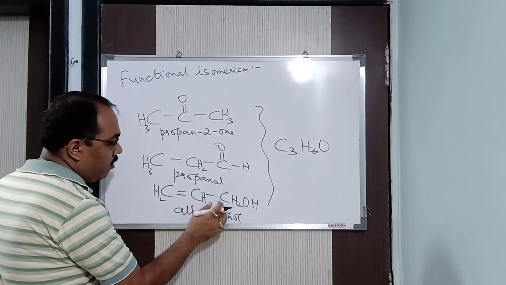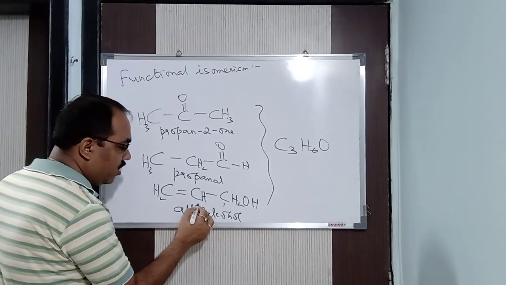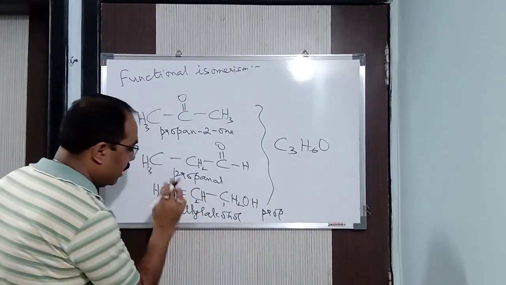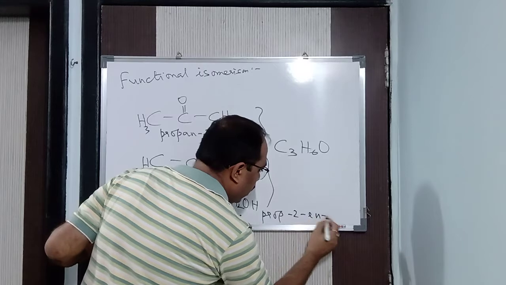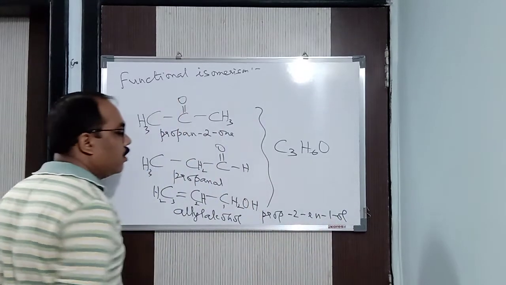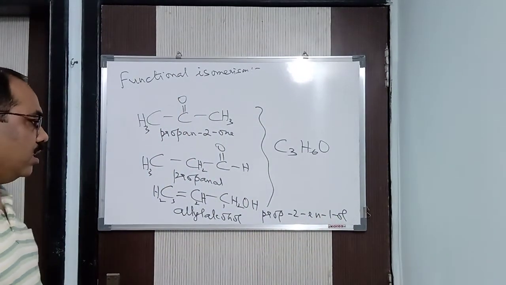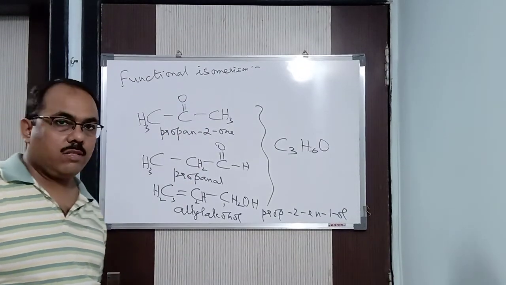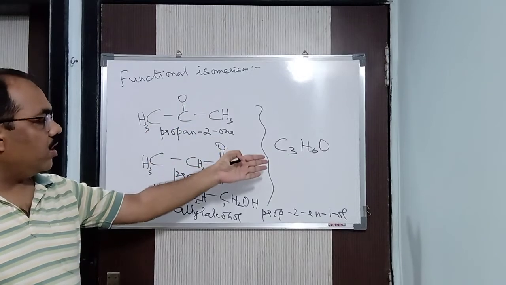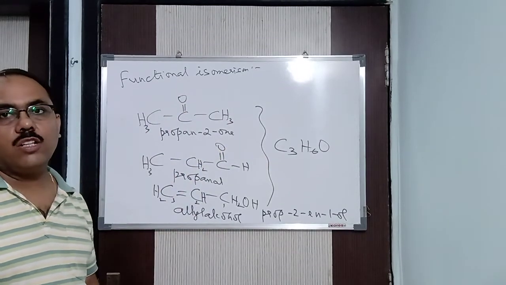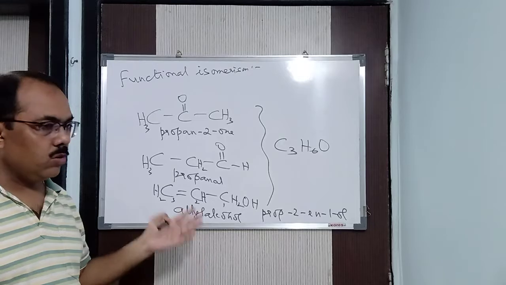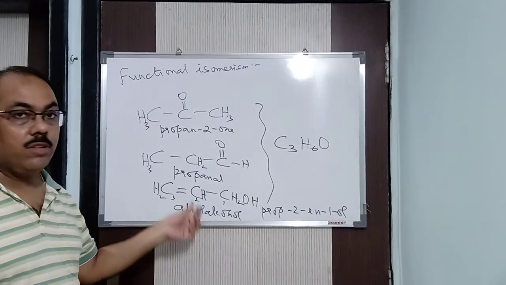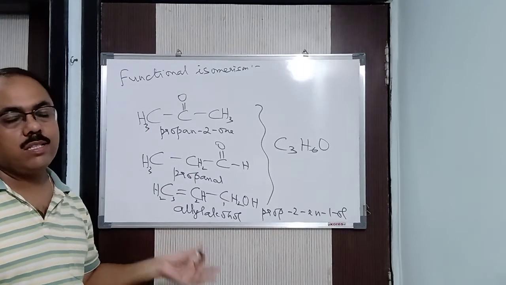I will count from here because OH is the main functional group. 1, 2, 3, so it will be prop. In the second carbon atom there is a double bond, 2-en, and on the first carbon atom -ol. So prop-2-en-1-ol. In this way, these are functional isomers. The compounds have the same molecular formula but different structural formula. So when 2 or more compounds have the same molecular formula but different structural formula on the basis of the functional group, they are known as functional isomers.